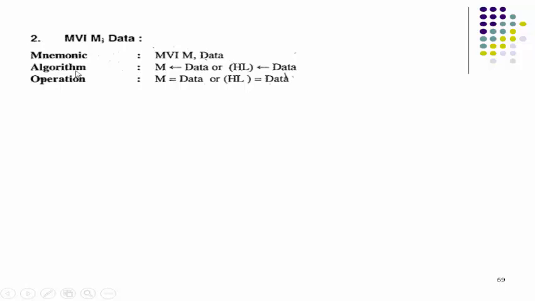So the algorithm for this MVI M, comma, 8-bit data is: the 8-bit immediate data is copied in the specified memory location. So HL will help to provide the memory address. So the operation is that data gets copied in the specified memory location pointed by memory address, that is HL pointed content.